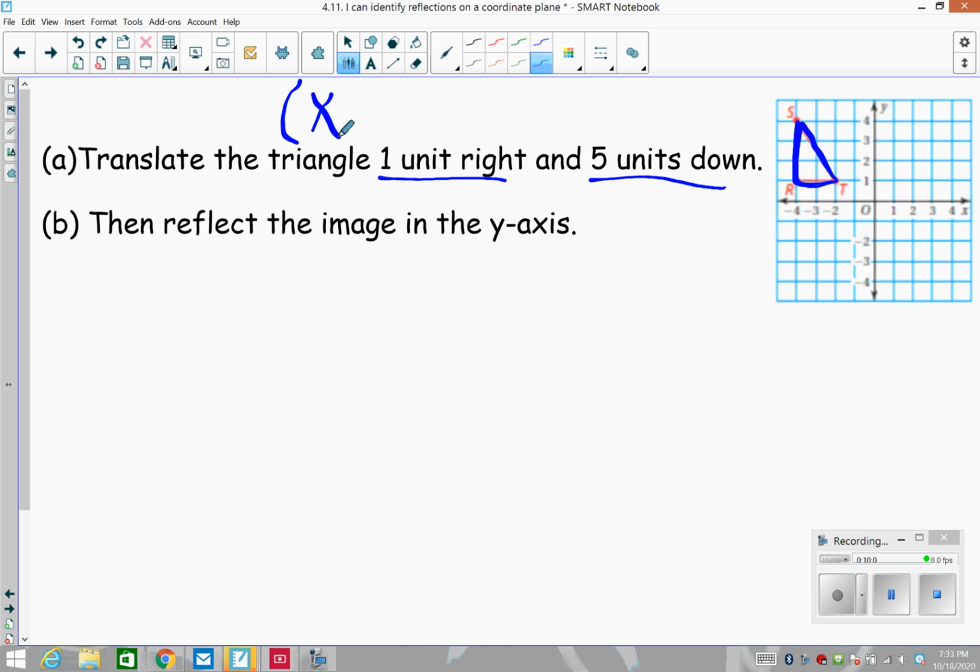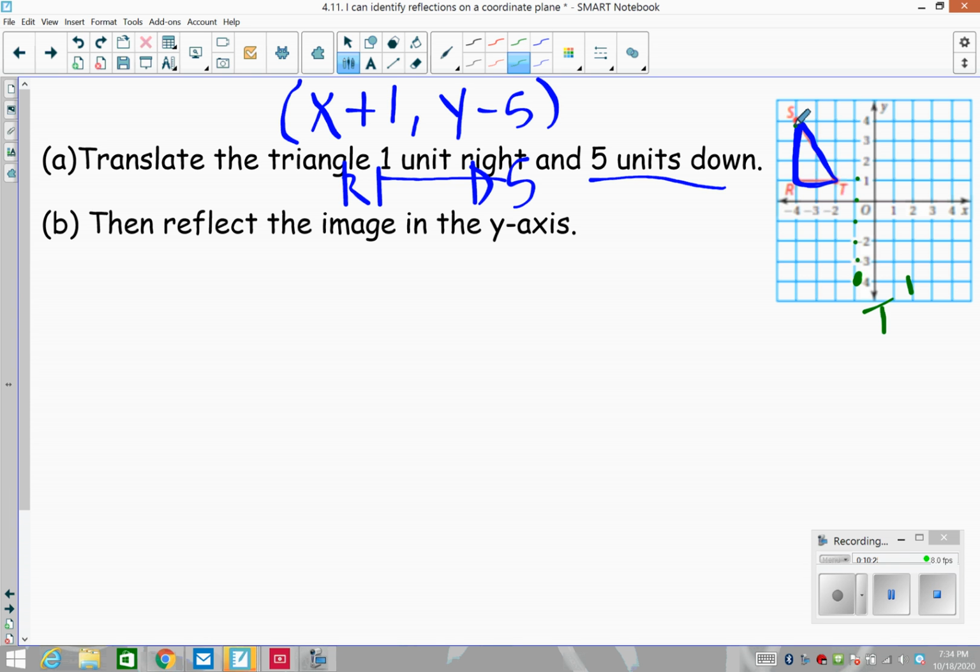X, when we move to the right, is x plus 1. When we move down, is minus. So x plus 1 is right 1, down 5. So we're going to take that and move each coordinate right 1. So I'm going to take t and move it right 1, down 1, 2, 3, 4, 5. And we're going to call this t prime.